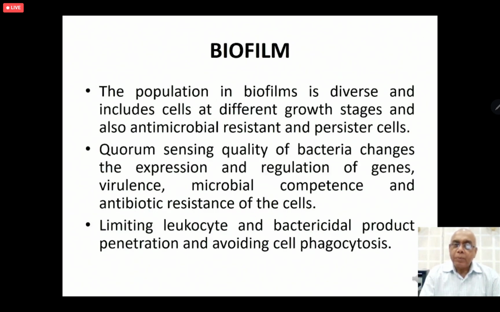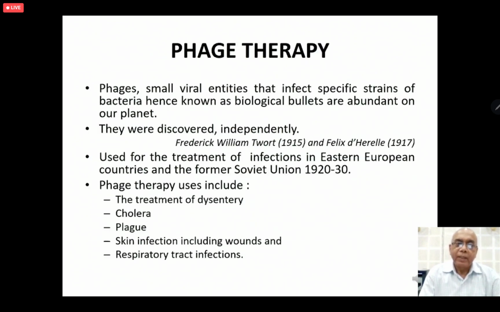The population in biofilms is diverse and includes cells at different growth stages and also antimicrobial resistant and persister cells. The quorum sensing quality of bacteria changes the expression and regulation of genes, virulence, microbial competence, and antibiotic resistance of the cells. It limits leukocyte and bactericidal product penetration and avoids cell phagocytosis.